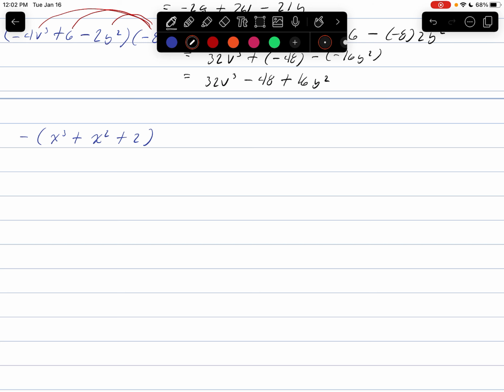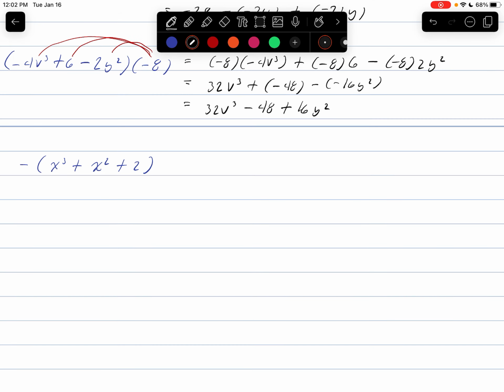And lastly here, sometimes you'll see something that looks a little like this. This is a negative sign, and then we have the whole expression in parentheses, x to the third plus x squared plus 2, okay? What this really is is a slight shorthand for -1 times x to the third plus x squared plus 2. So what you're really doing here is multiplying everything by -1, but sometimes we just put the negative sign out front like this, because what we're really doing is distributing a negative sign to everything inside. And we'll see what this looks like in just a second.